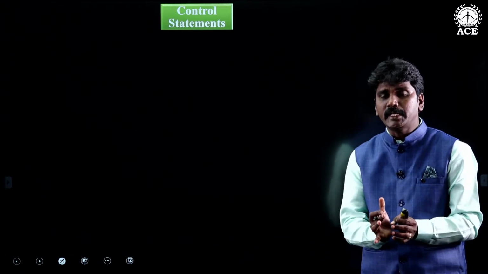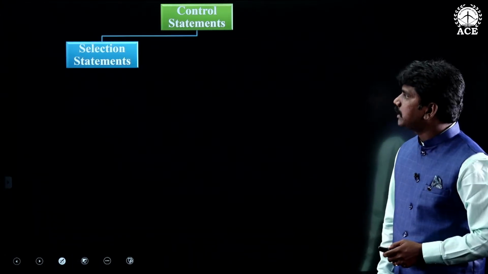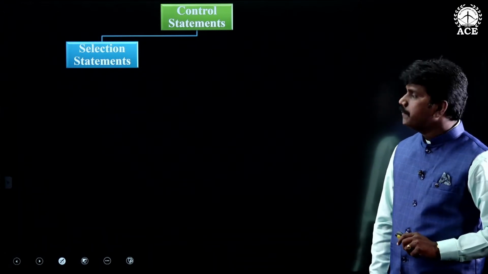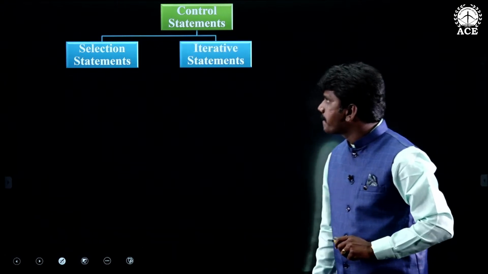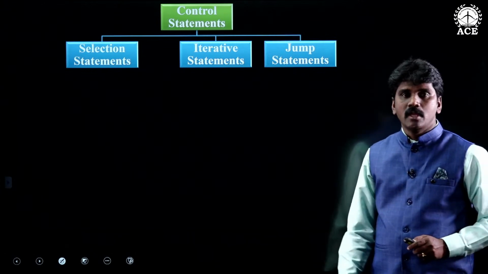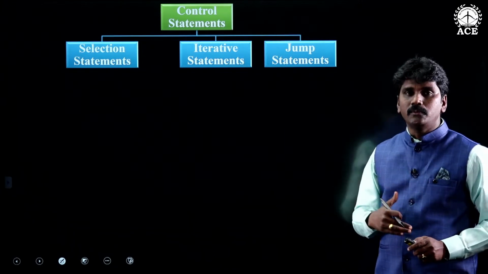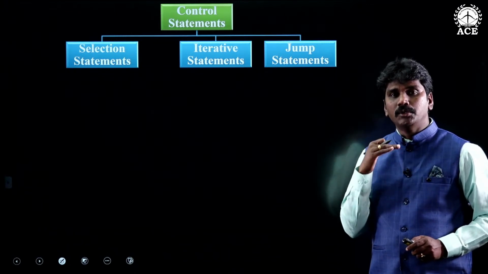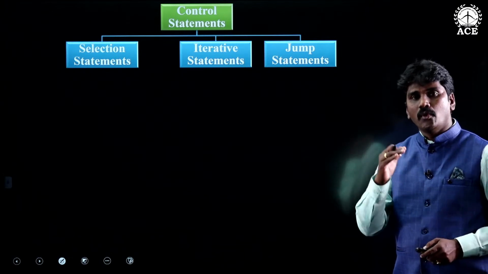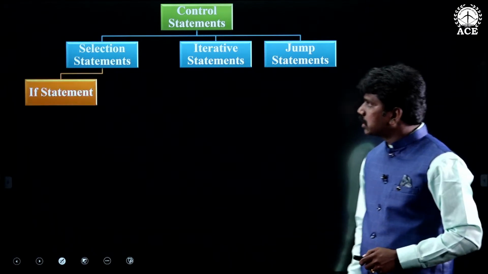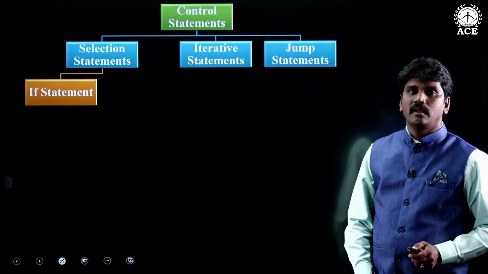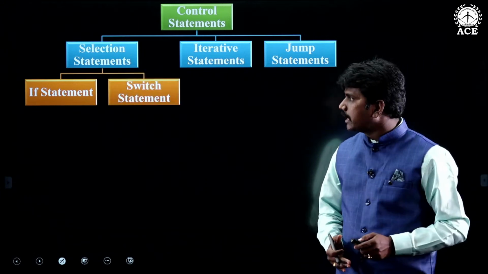The flow of execution can be altered. So how will that be altered? With respect to three kinds of statements in Java. The first one is selection statements, the second is iterative statements, and the third is jump statements. These three are used to change the flow of execution of the program in Java. So for the first one, selection statements, there are two: one is the if statement and the second one is the switch statement.